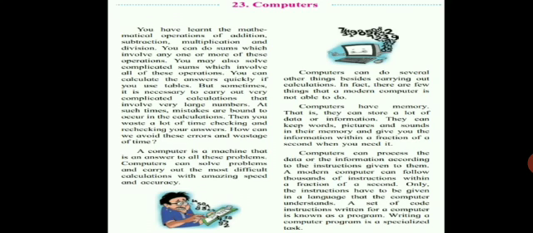At such times, mistakes are bound to occur in the calculations. Then you waste a lot of time checking and rechecking your answers. How can we avoid these errors and wastage of time? Now, children, first you tell me, what is a computer?